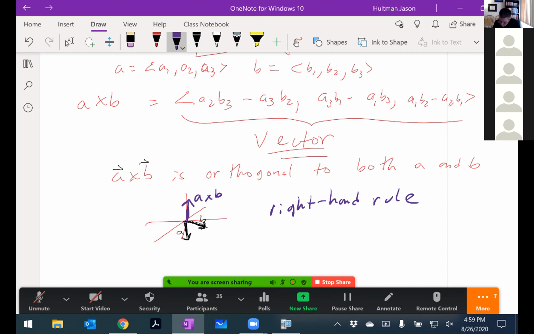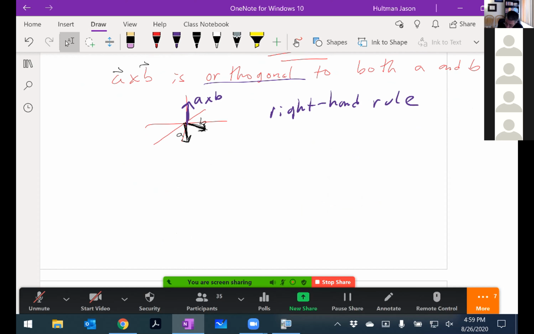Okay, they're orthogonal to both A and B. So A cross B is orthogonal to both A and B. Okay, right-hand rule.